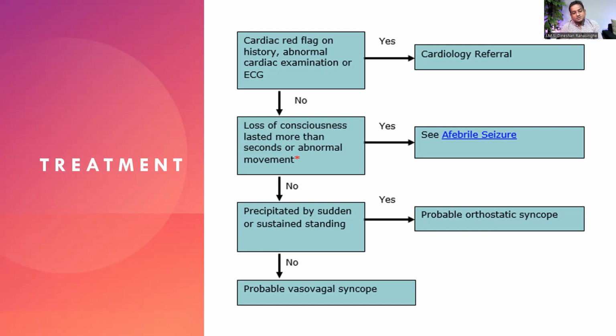Now that is a seizure. So you refer to the pediatric neurologist. If that is not there, there has been a precipitating event, like what I told you, prolonged standing, fear, pain, etc. Then it's probably orthostatic syncope. If that is not there, it's probably vasovagal syncope. Now, this is a simple algorithm for you to remember when you see a child with faints.